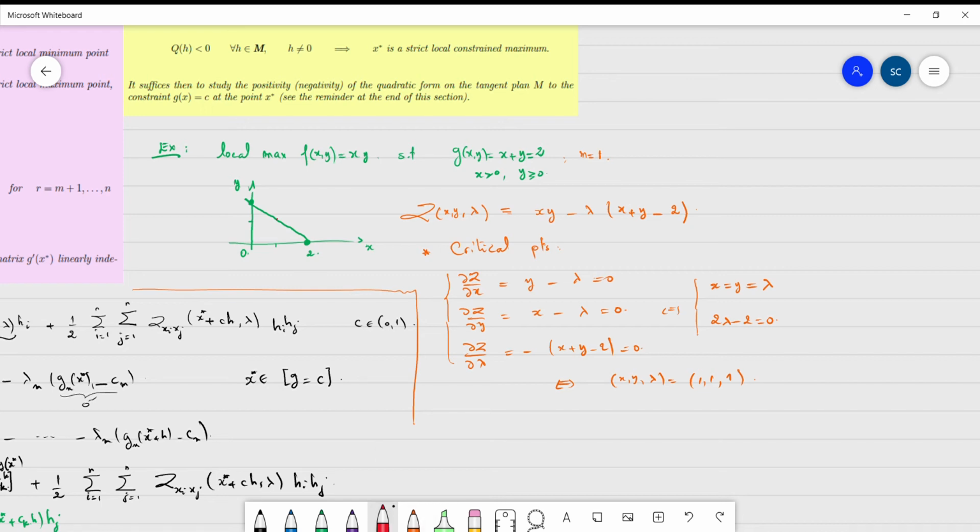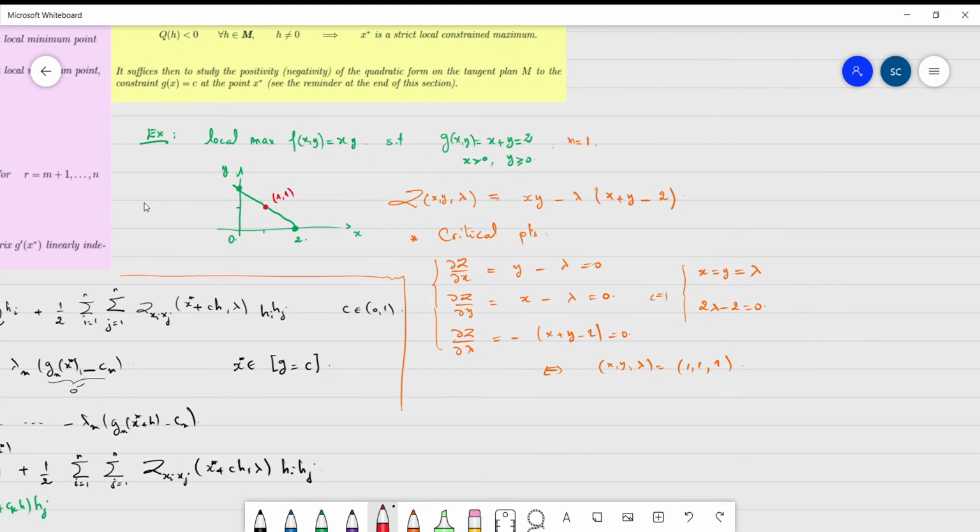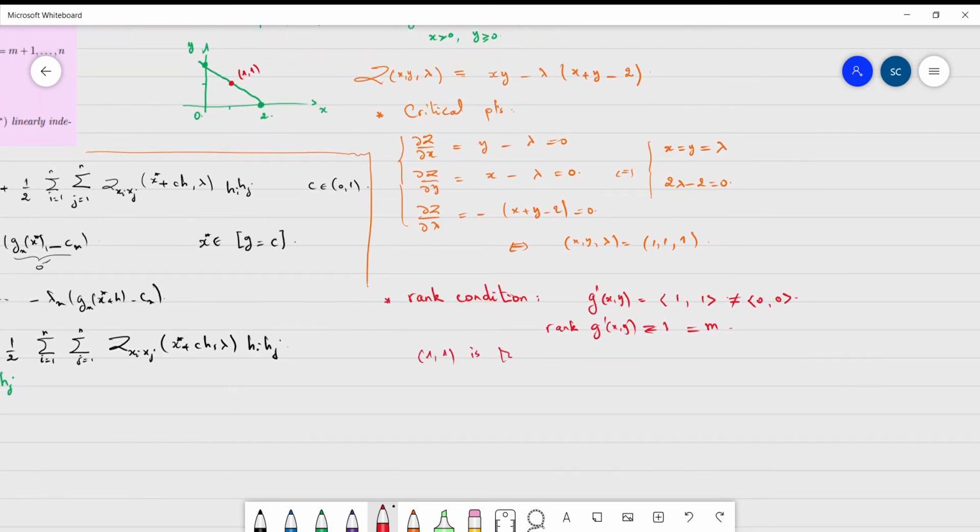Here it is in the graph, my point (1, 1). It is an interior point, so I would like to classify it, but before that we know that the theory uses the fact that the point is a regular point, so we need to check the rank condition. So the rank condition: we need g prime of (x, y). It's the vector (1, 1), so it's always different from the 0 vector. The column is linearly independent, so the rank is 1. Okay, rank of g prime of (x, y) is 1, equal to m. So yes, any point on the constraint set is regular. So (1, 1) is a regular point.